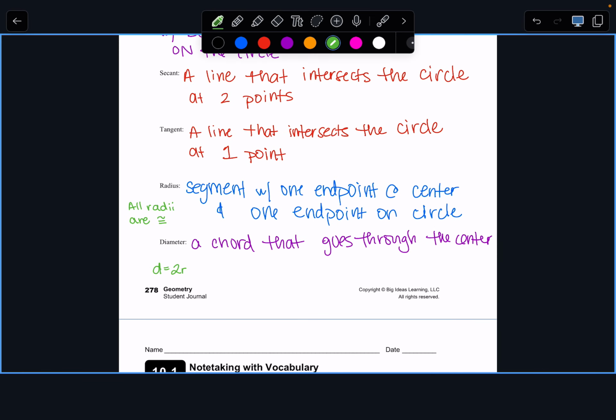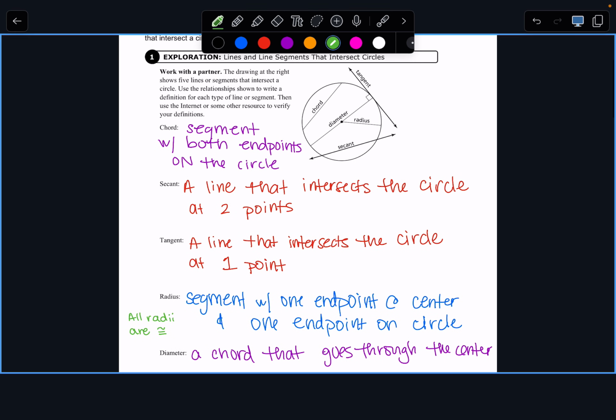So sometimes during this chapter, we may have to draw a radius to help us find something. But we know that all radii within a circle are going to be the same measure. And we know that the diameter is going to be double the radius, or the radius is going to be half of the diameter. However you want to think of that.